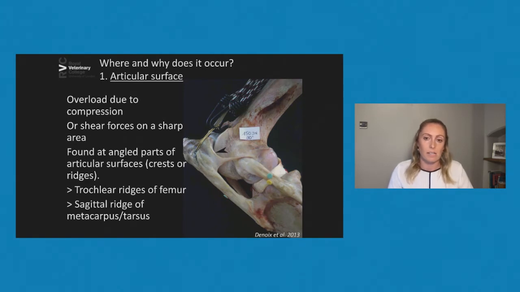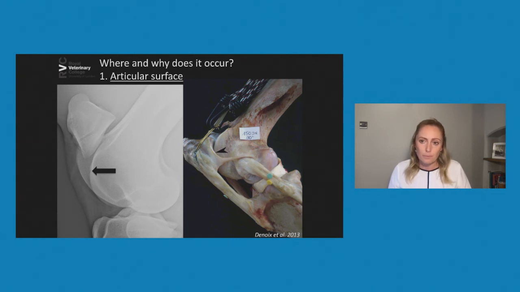So starting with the articular surface, this results from an overload due to compression or shear forces on a sharp area. And this is commonly found at angled parts of the joint of an articular surface, such as the trochlear ridges of the femur or the sagittal ridge of the cannon bone in the fetlock joints.